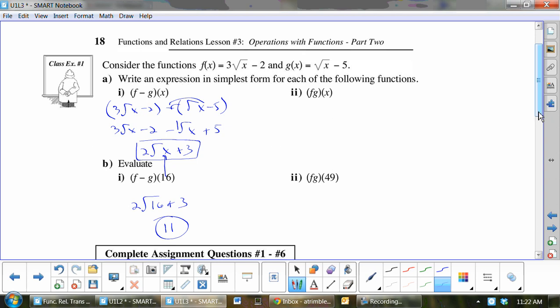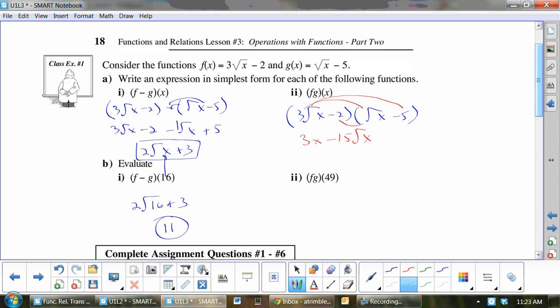Okay, let's do f times g of x. So that is 3 root x minus 2 times root x minus 5. Now remember, we are foiling. So I'm going to do these two first. 3 root x times root x is 3x. And 3 root x times negative 5 is negative 15 root x.